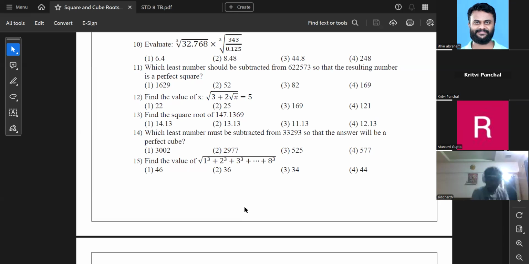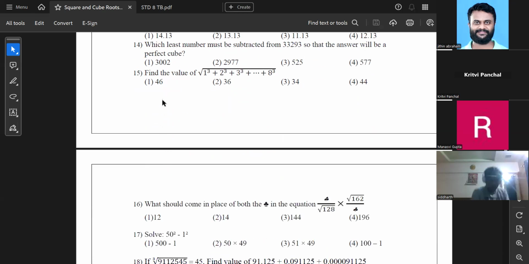Okay. So, dear children, first of all, what I'm going to do is problem number 14, because the problems before this, in the previous class, we did till problem number 13. Now we are going to start with problem number 14. Which least number must be subtracted from 33,293 so that the answer will be a perfect cube? इसके पहले भी we have already attempted such kind of problems. सबसे पहले we have to find the nearest, simplest perfect cube number below this or maybe above this, whichever suits better to you.